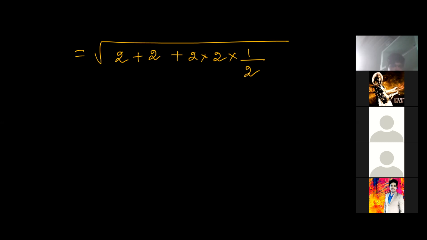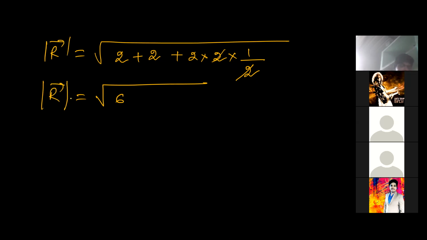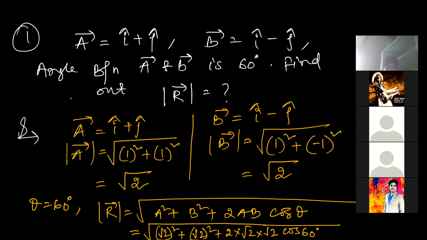We know it very well from the trigonometric ratios that one of the two gets cancelled out, and how much am I getting? 2 plus 2 plus 2, right? That is root over 6 I'm getting here. So this is the value of modulus of R vector in this case. After substituting all of the values, we are getting the answer like this. Now you can write it down. For the first question, I'm solving it for you. Just write it down fast, fast.